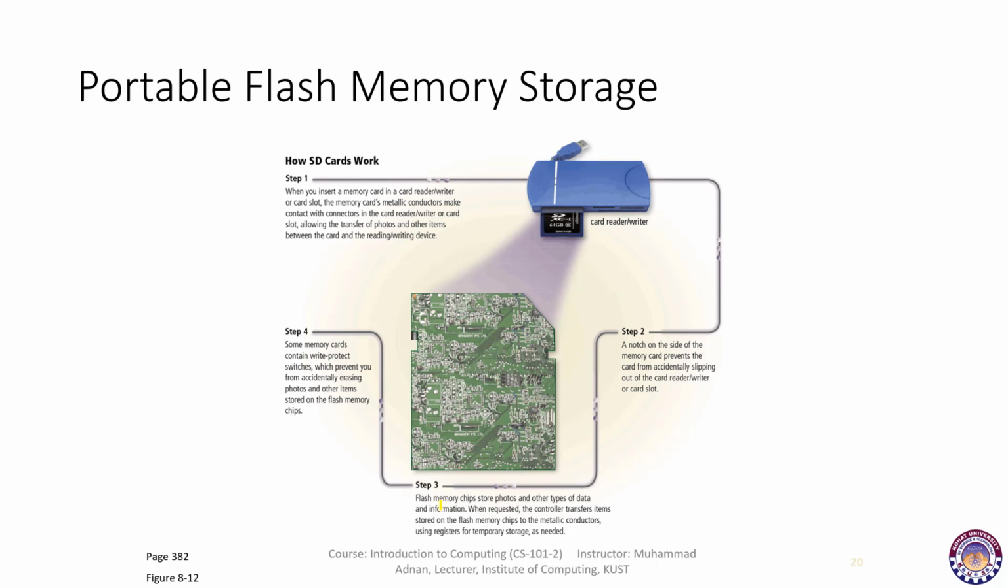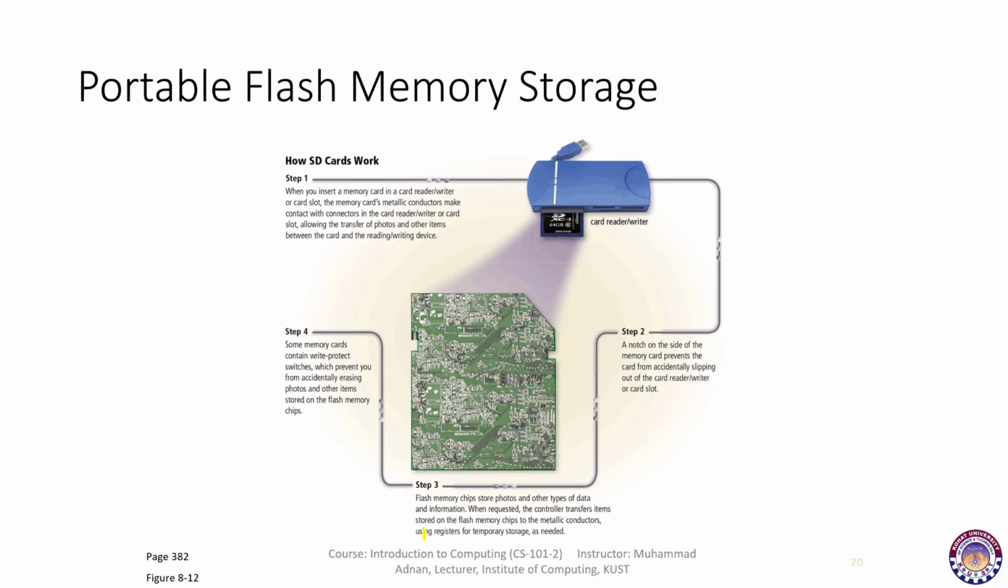So how does portable flash memory storage, or an SD card, work? In step number one, when you insert a memory card in a card reader writer or card slot, the memory card's metallic conductor makes contact with connectors in the card reader writer or card slot, allowing the transfer of photos and other items between the card and a reading writing device.